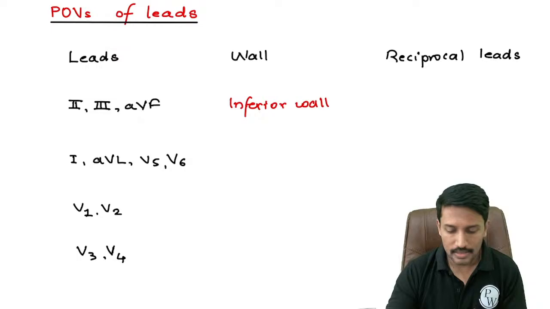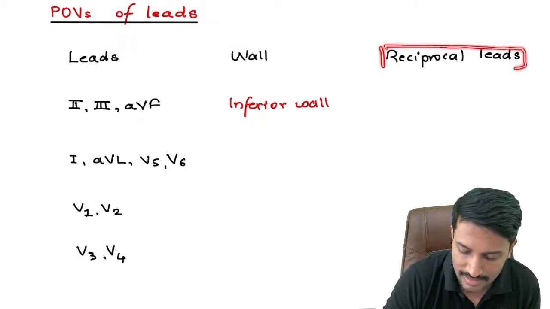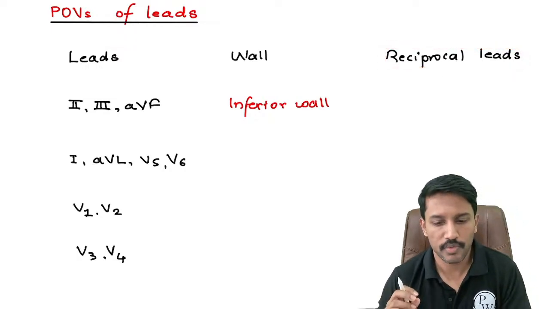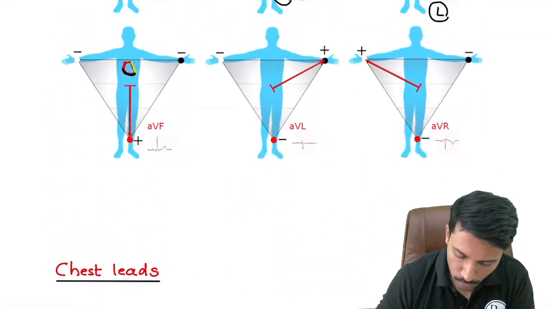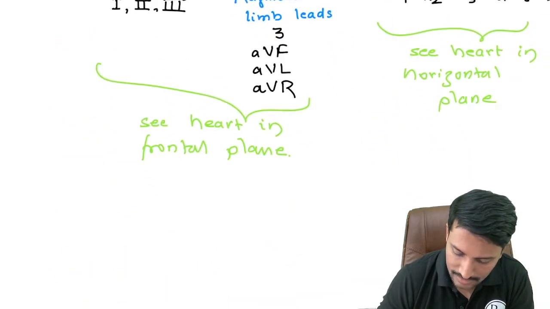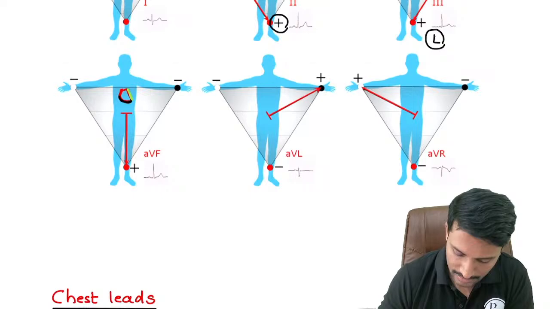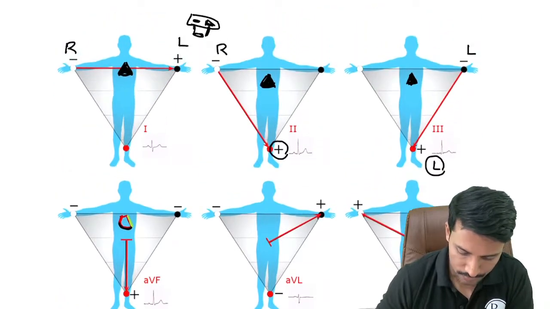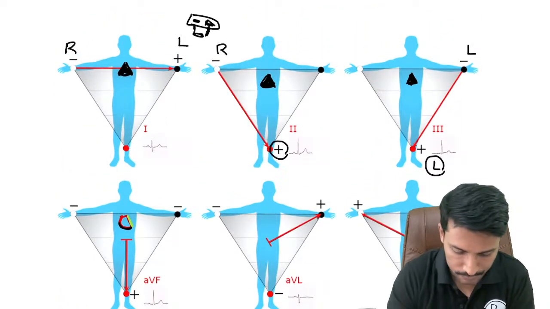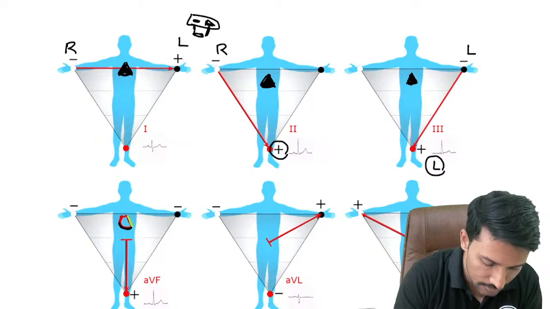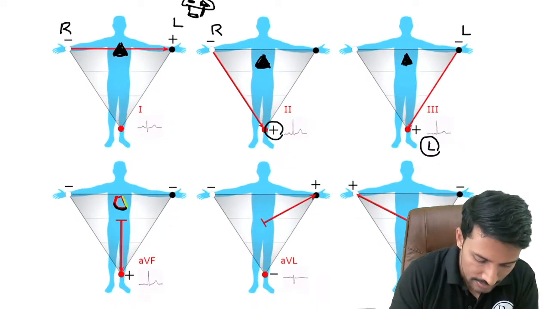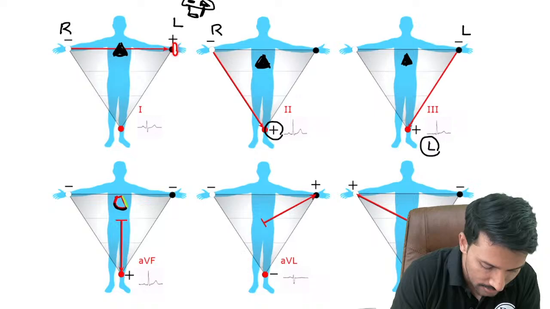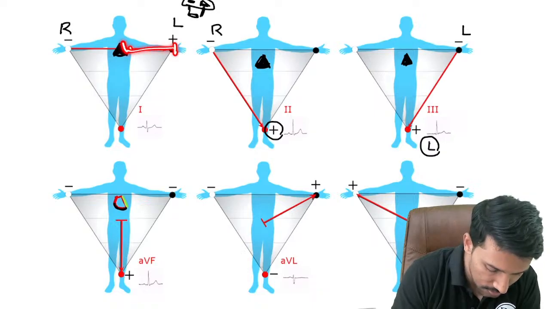Okay. Now in the ECG, we do get something called reciprocal leads. Now what do I mean by reciprocal leads? Okay. Reciprocal leads are the leads which are looking at the same part of the heart in a diagonally opposite direction, right? I'll try to brief it. Now let us say I'm looking at lead 1 and AVL. Lead 1 is looking at heart from this direction, right?